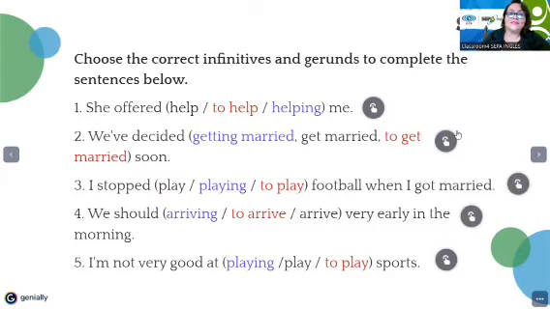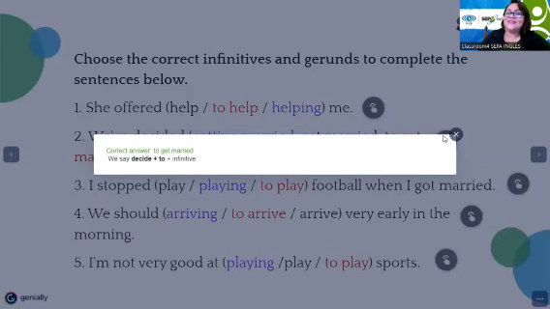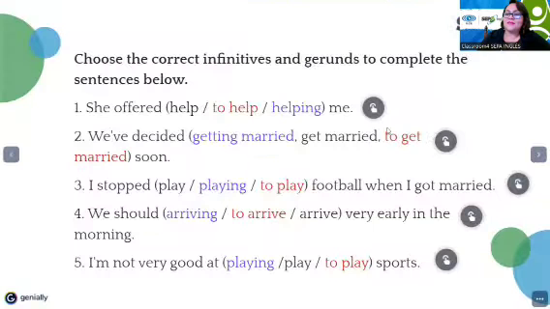We decide getting married, get married, to get married soon. Again, we decide getting married, get married, to get married soon. What do you think is the correct answer, please? Tell me. Of course, the correct answer is, we say decide plus to plus infinitive. And of course, the correct one is to get married.